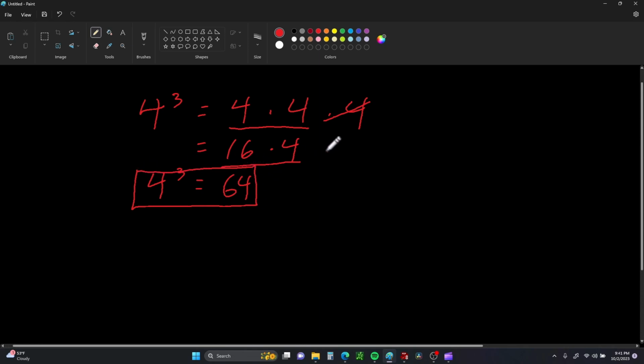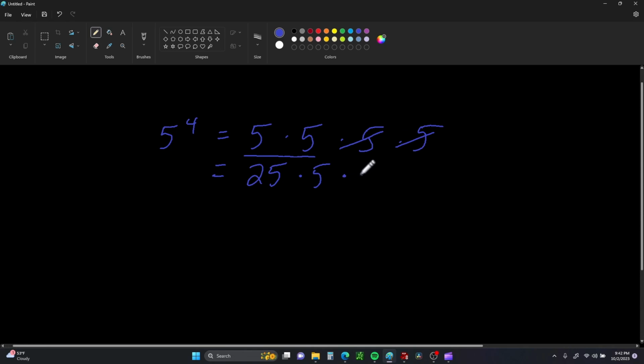Let's take a look at another example. This time we're going to look at 5 to the 4th power. So the first thing I do is write it in expanded form. So I have the base 5, and it's multiplied by itself 4 times. I go left to right. First I do 5 times 5 is 25. Now I bring down this times 5, and then I bring down this times 5.